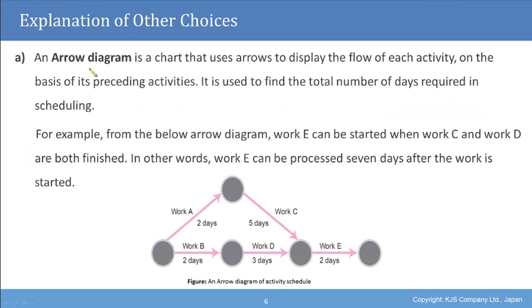Explanation of other choices. A. An arrow diagram is a chart that uses arrows to display the flow of each activity on the basis of its preceding activities. It is used to find the total number of days required in scheduling. For example, from the below arrow diagram, work E can be started when work C and work D are both finished. In other words, work E can be proceeded 7 days after the work is started.